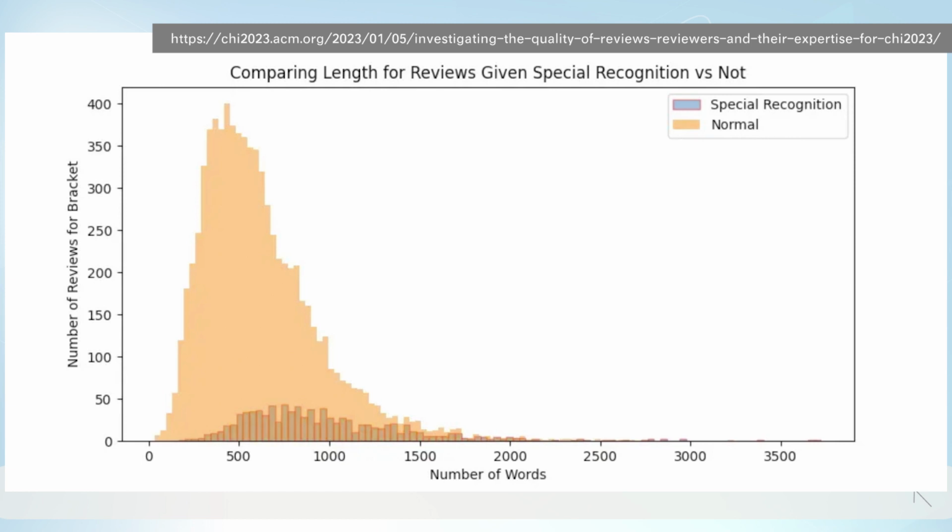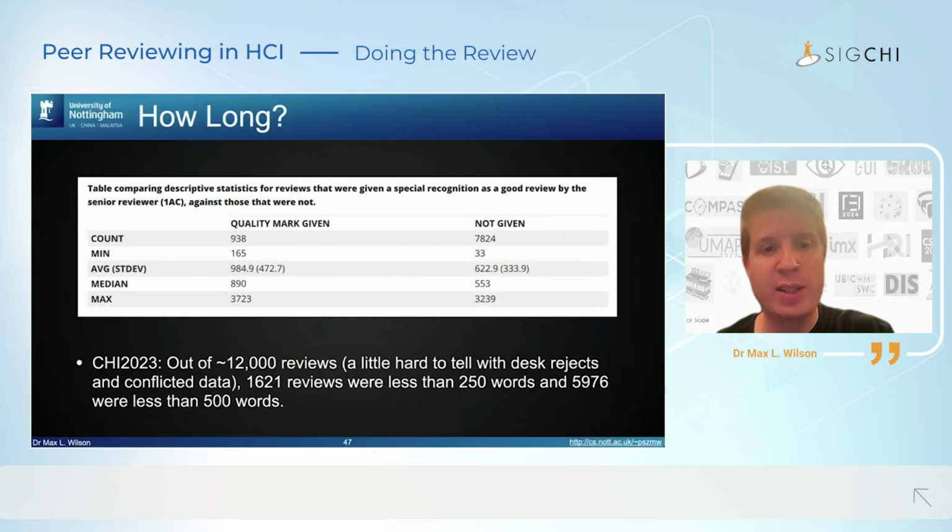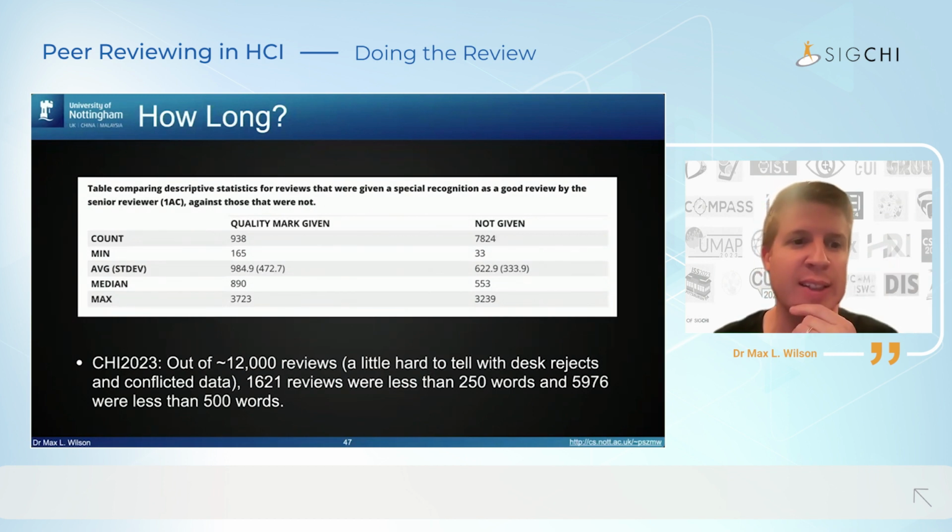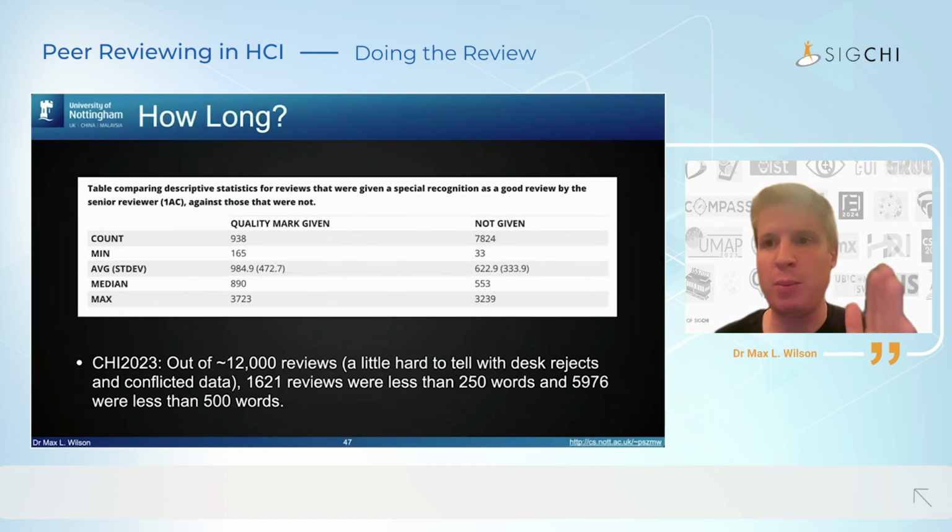And I have some more specific details about this. The column on the left is the ones that were given a high quality mark for being good. Their average length was more like 1,000 words, and the median was 890. The maximum we got was 3,700 words, so quite long reviews. The minimum we got in that case was 165 for still counting as good. So it's possible to write a very good quality shorter review if it's really focused on something that is important and matters. But in general, we're looking at more like 1,000 words.